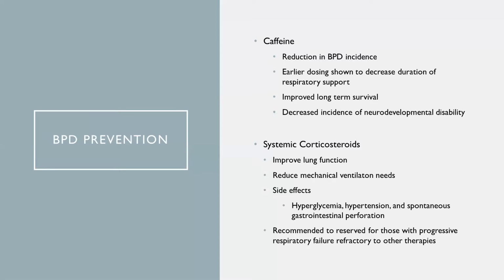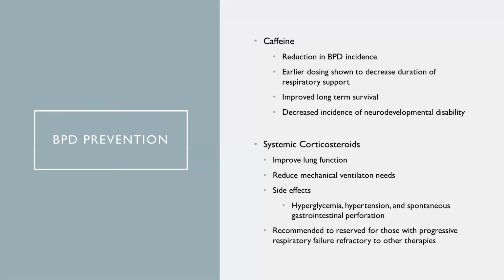So prevention of BPD, our main drug for this is caffeine, and it gives us a reduction in BPD incidence. Earlier dosing is shown to decrease duration of respiratory support, improve long-term survival, and decrease the incidence of neurodevelopmental disability.